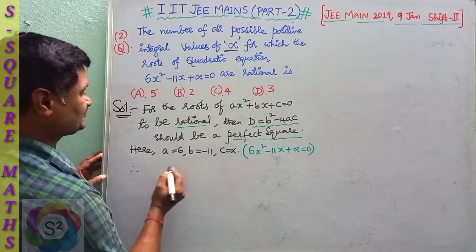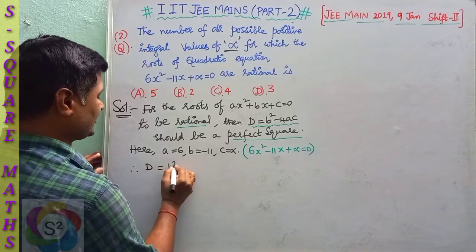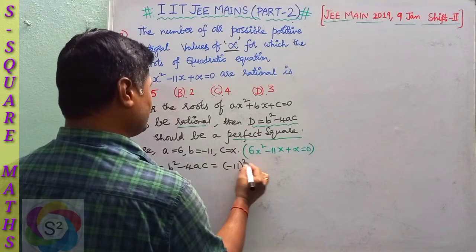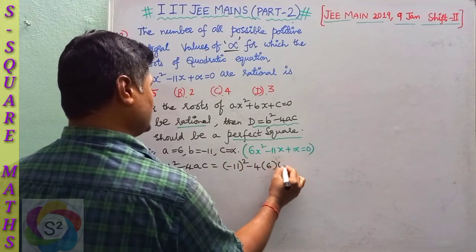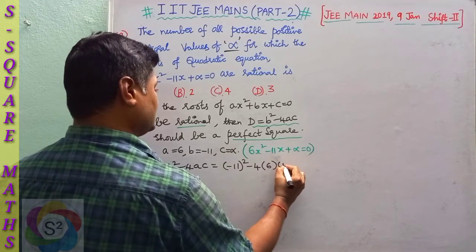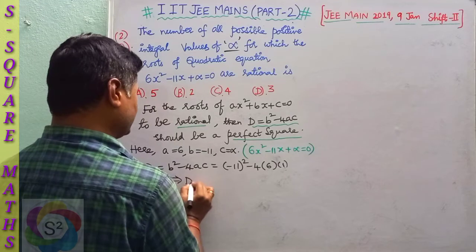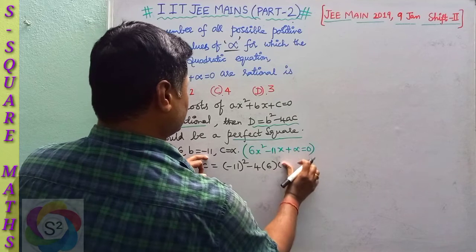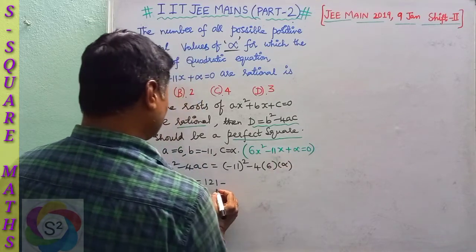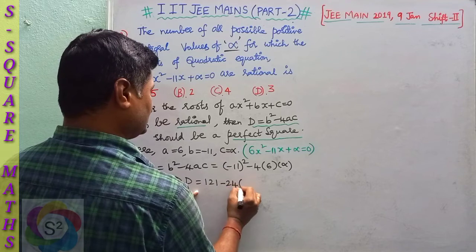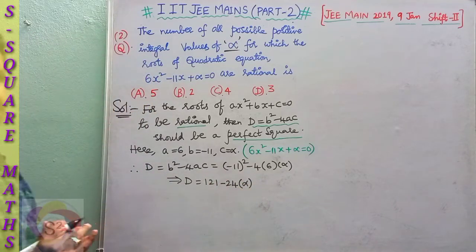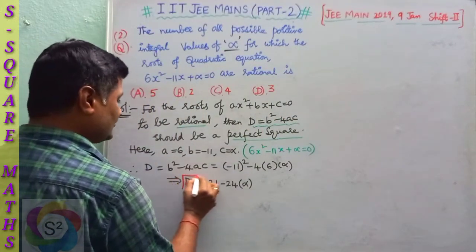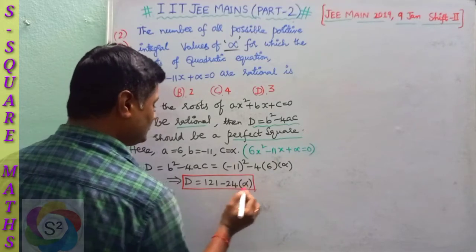So therefore, capital D is nothing but b square minus 4ac. So b is minus 11, the whole square, minus 4 into 6 into alpha. So this implies capital D is nothing but 121 minus 4ac, c is nothing but alpha here. So 121 minus 24 alpha. This is our discriminant. Okay, so let us mark it. It plays a crucial role here for our problem. Capital D is equal to this one.